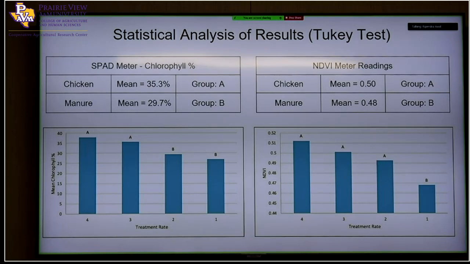And then also the treatment rate had statistical significance between the highest rate and the lowest rate for both the chlorophyll content and NDVI readings. That is marked by the letters. So all the letters A would be a homogeneous group of the mean, and then that is all statistically related to one another and different than the other letter B in both plots.